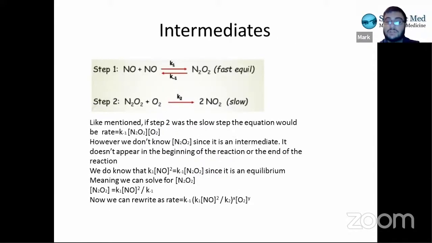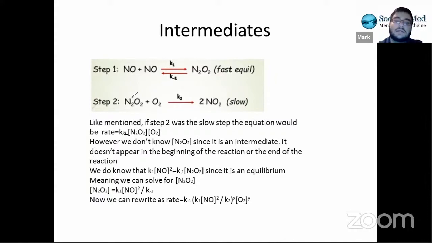So let's talk about intermediates, right? And this is actually similar to the reaction we've been looking at all day. If step 2 is the slow step, the equation would have the rate law of, again, I made this mistake here as well, it should be K2, not K-1. So it would be rate equals K2 times the concentration of N2O2 times the concentration of O2. However, we don't know the concentration of N2O2 because N2O2 is an intermediate, right?